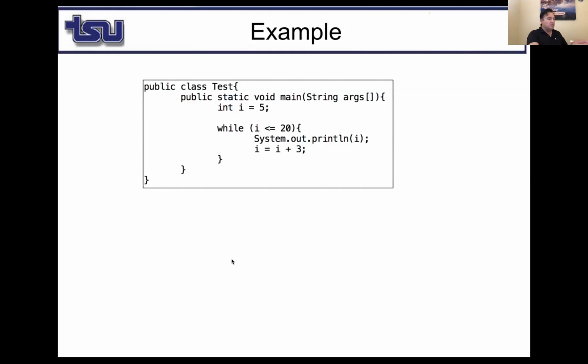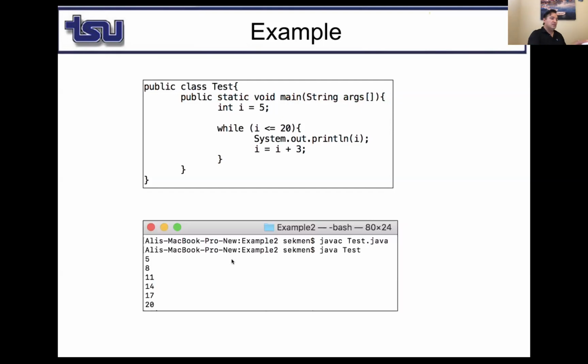Okay, just to remind you, Test is a class, String is a class, okay? And we have our main method defined properly. So if I compile it, it will compile, and when I run it, this will be the output. And let's see why. It's pretty simple. i is initially 5, as you see right here. Okay, and then I'll check the condition. Is 5 less than or equal to 20? This condition is true, right?